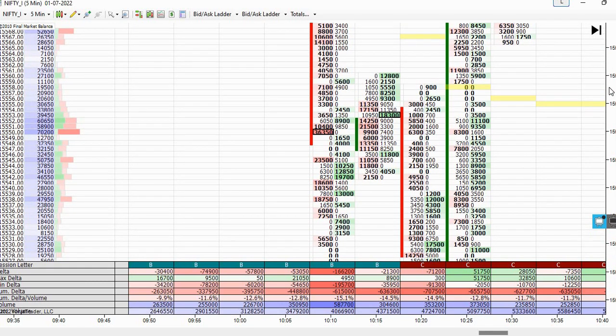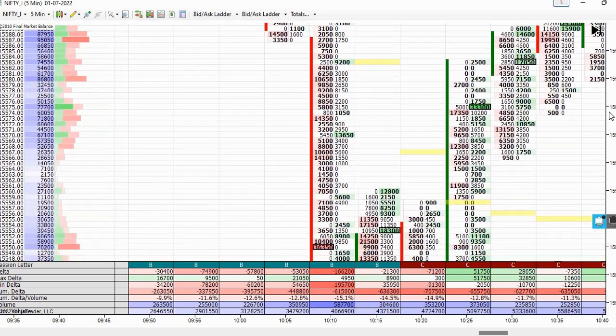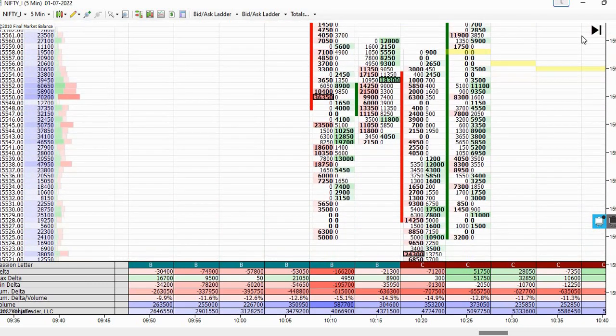If you have missed the first train, which was at 9:45 or 9:40, then you might have thought, oh wow, this is a great opportunity. But where is the follow through? There was no follow through at all. The next candle was green.